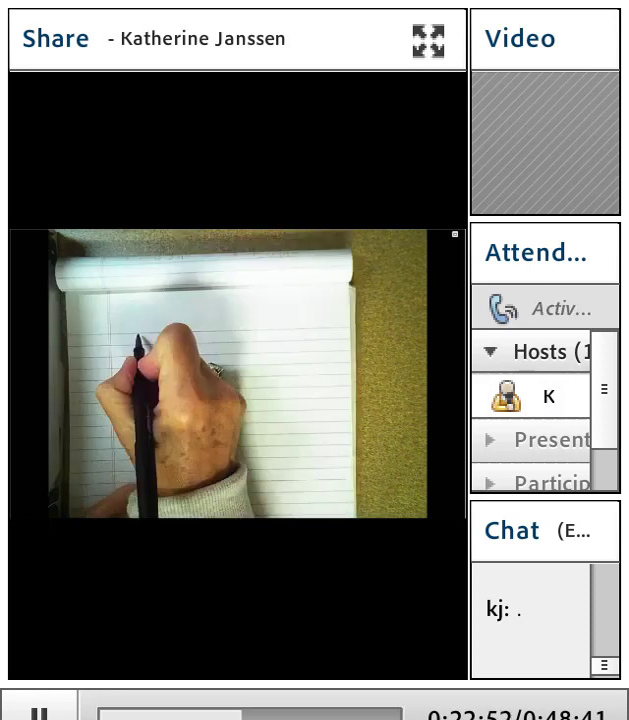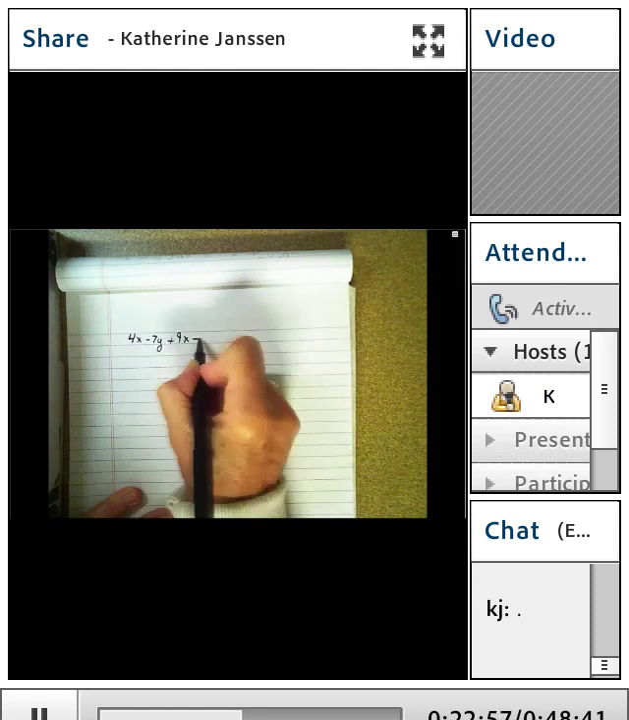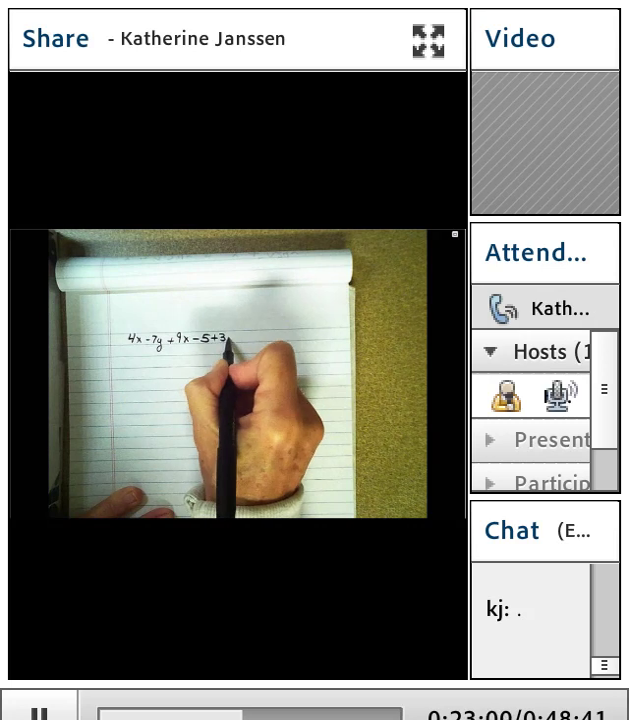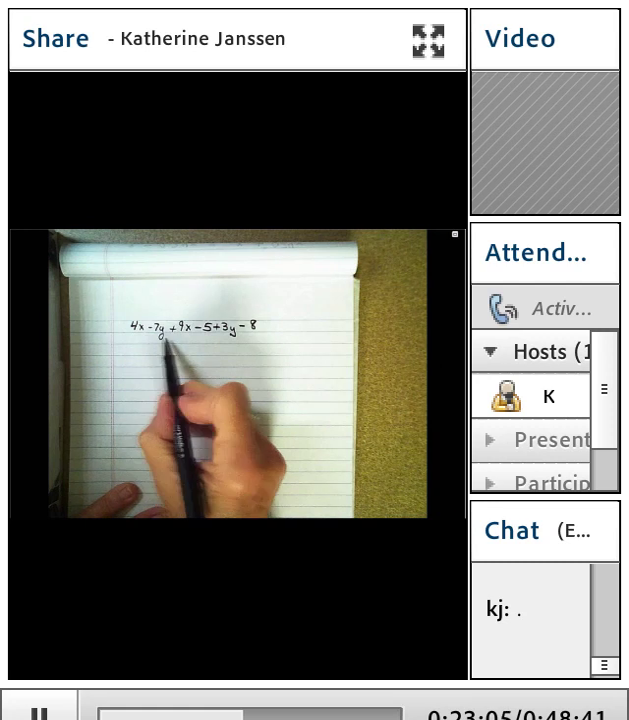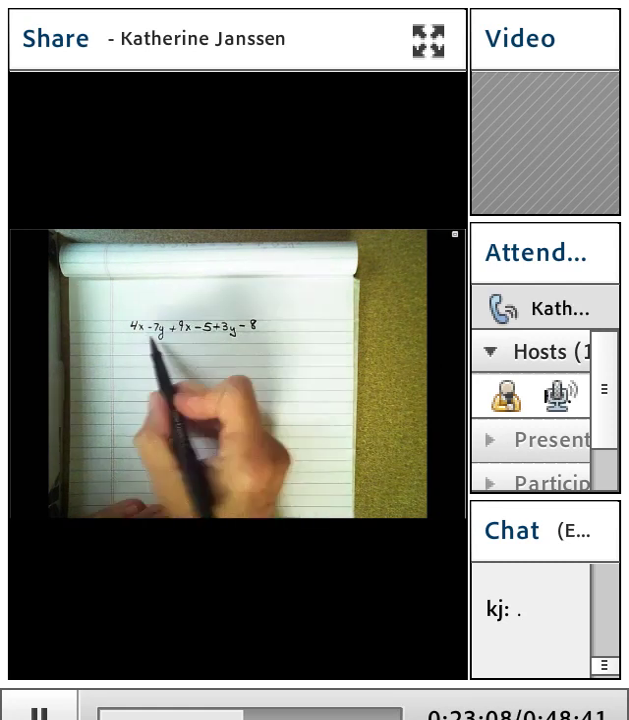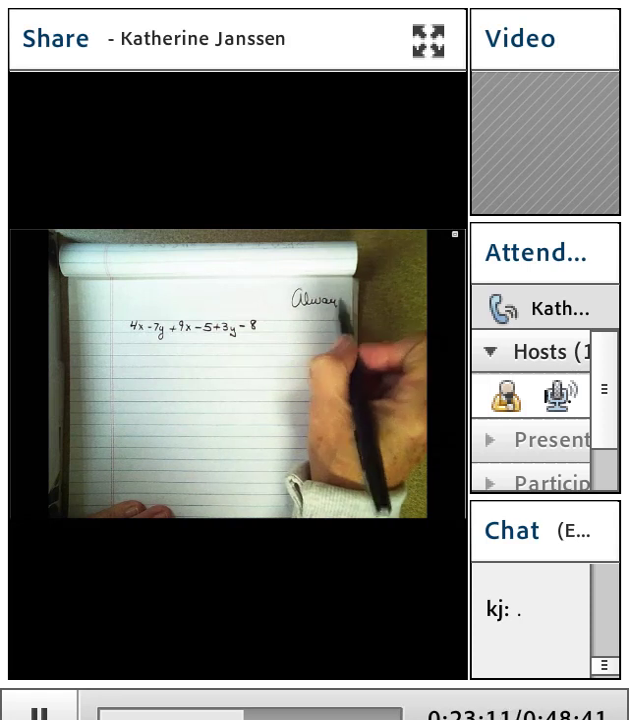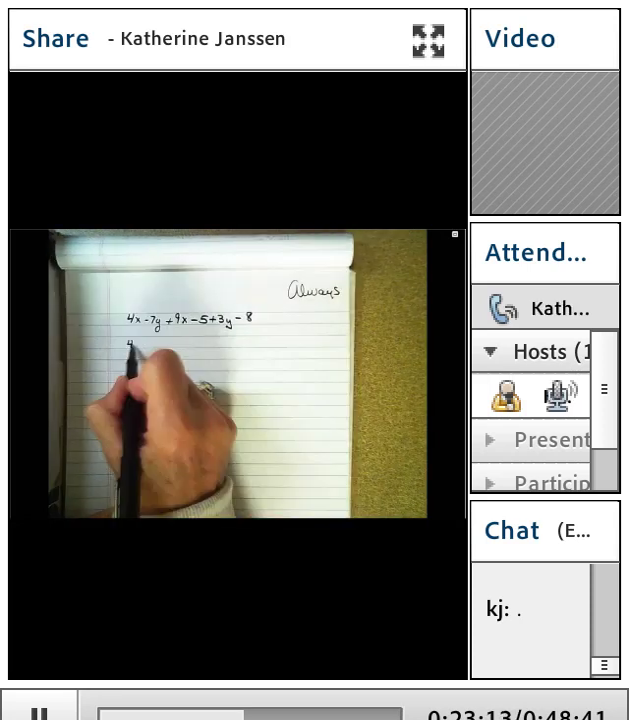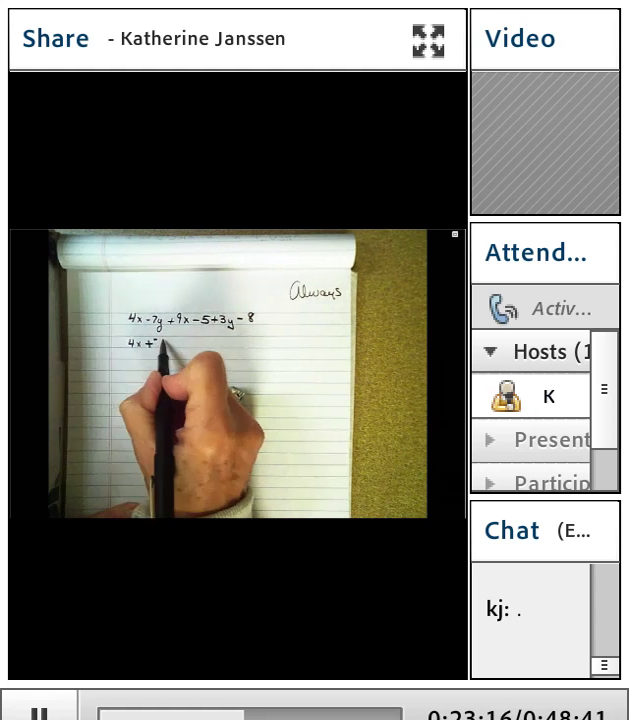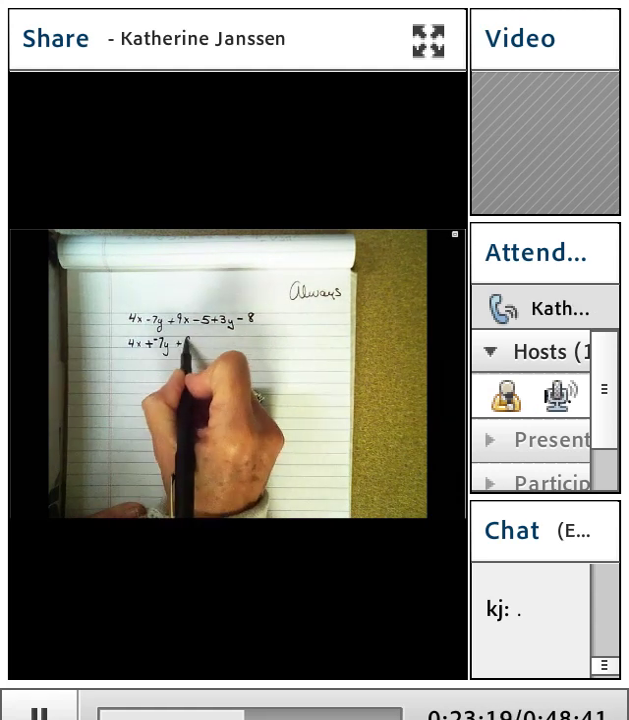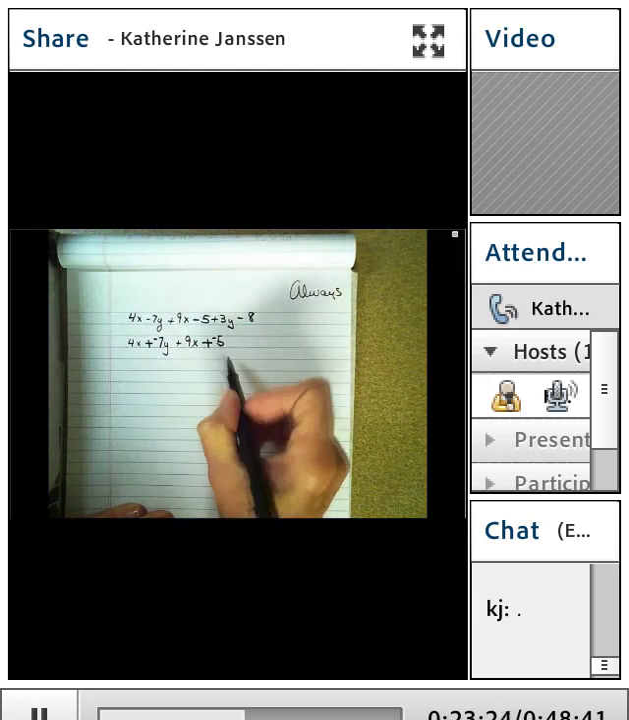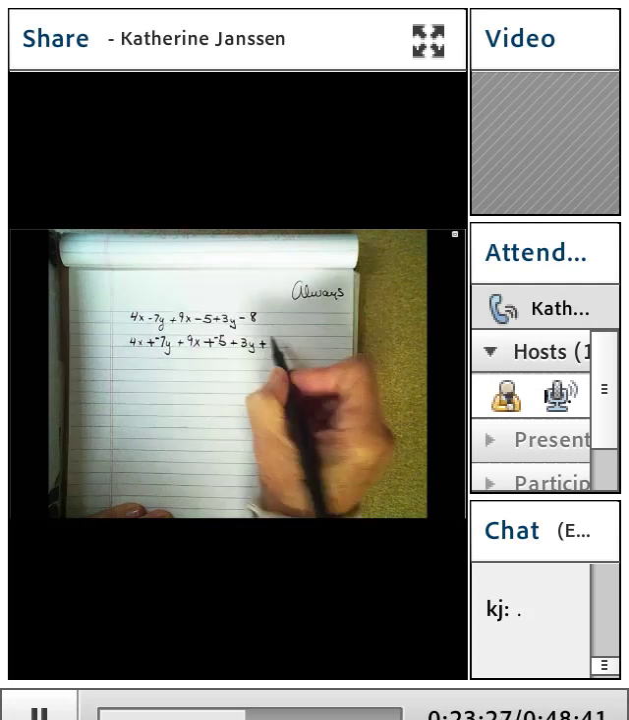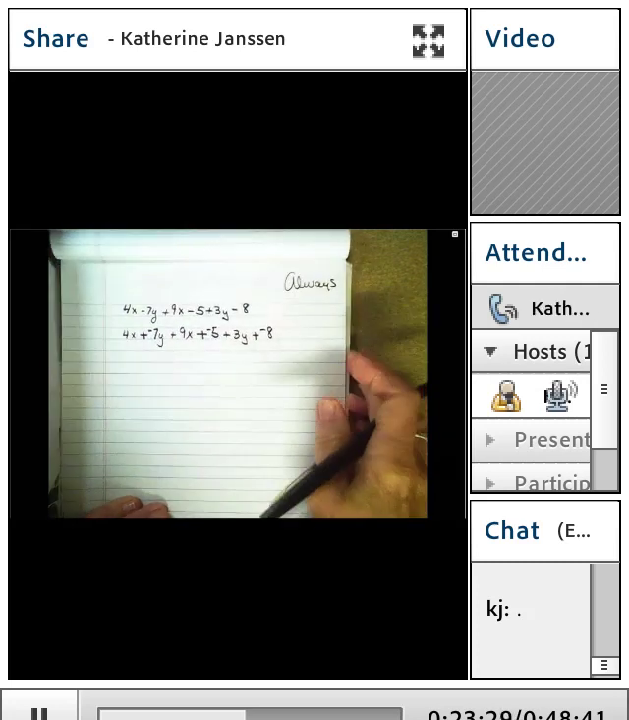Collecting like terms. 4x minus 7y plus 9x minus 5 plus 3y minus 8. I see some subtraction. We always take care of that so we know the sign of our term. 4x, change subtraction to addition and add the opposite. Plus 9x. Change subtraction to addition and add the opposite. So now I know the sign of the term. Plus 3y and change subtraction to addition and add the opposite. Now I know the sign of all of my terms.